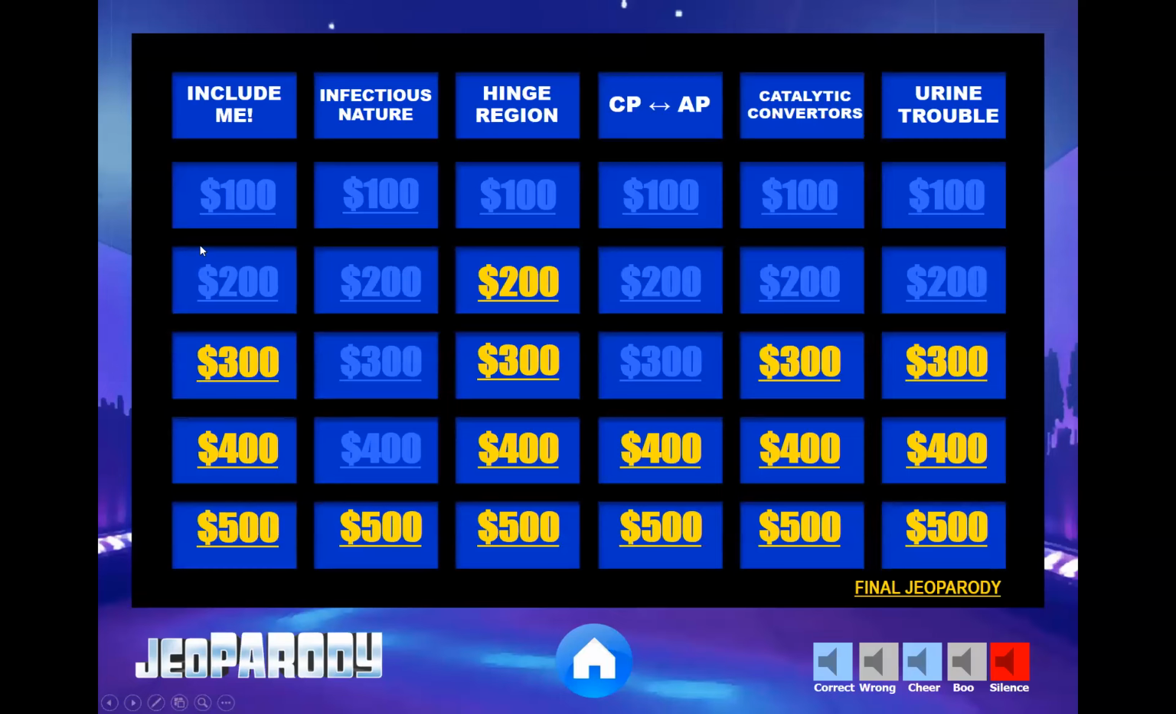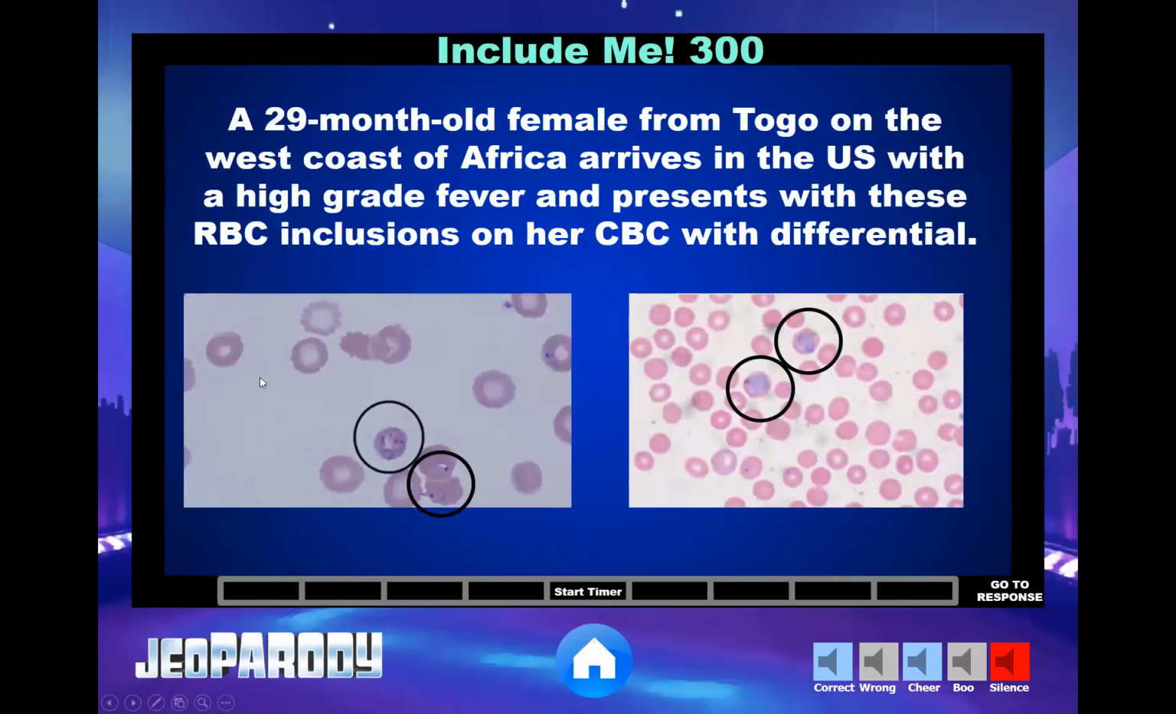Include me for 300. Let's see what's happening here with inclusion bodies. A 29-month-old female from Togo on the west coast of Africa arrives in the US with a high-grade fever and presents with these RBC inclusions. So these red blood cell inclusions are identified, reported as part of her CBC with a differential. What do you think these are?